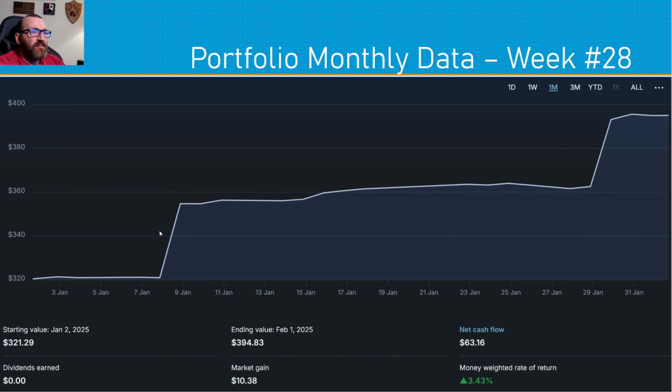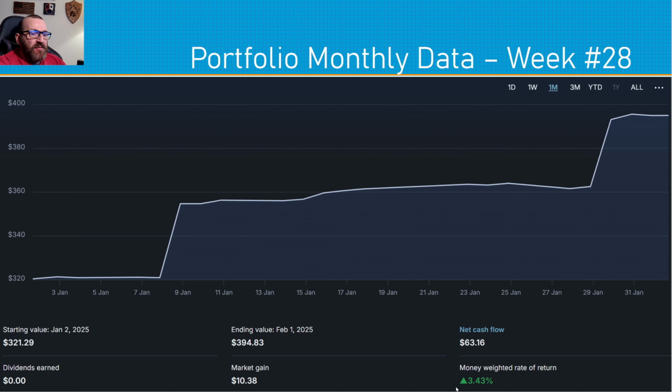Next, we have our portfolio monthly data for week 28, which is from January 2nd to February 1st. We have net cash flow of $63.16. So you see these two large spike ups on the chart. One on January 8th and one on January 29th, which is earlier this week. So that's $60 coming into the account. That's cash. Then get deposited into the portfolio. And always the little extra $3.16 is usually from dividends or extra cash.